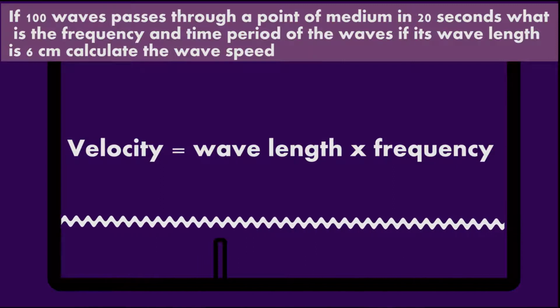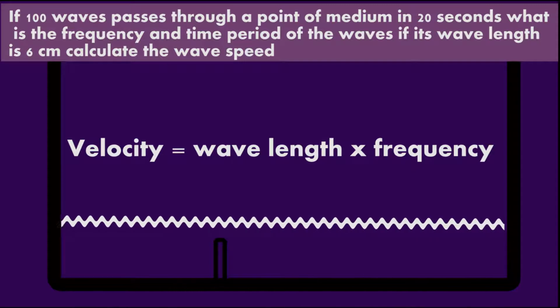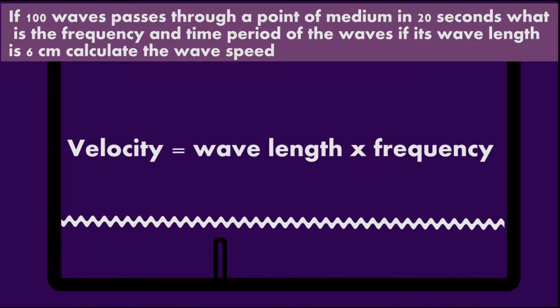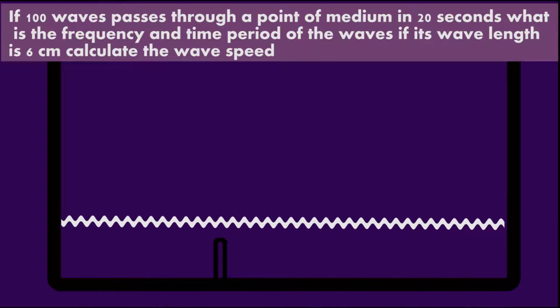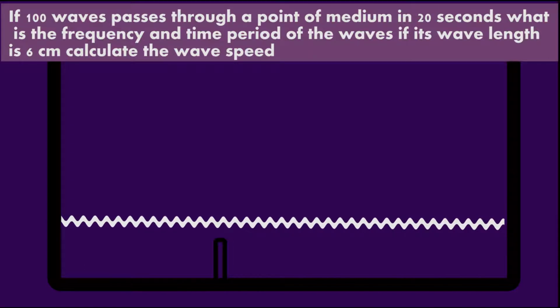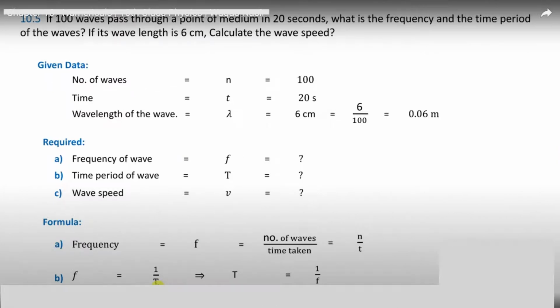If we find out the frequency, we can use the formula v equals lambda f, because we already have the wavelength of this wave. If we find out the frequency, it will be easy for us to calculate the speed of the wave. So first of all, we will write the given data.